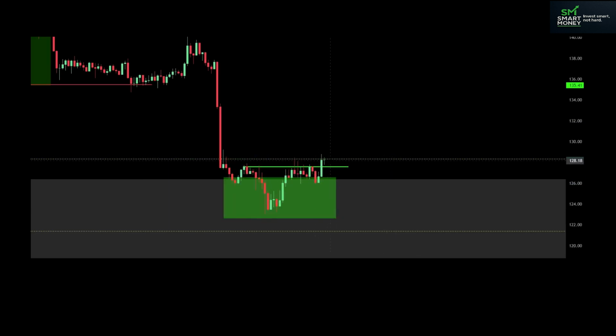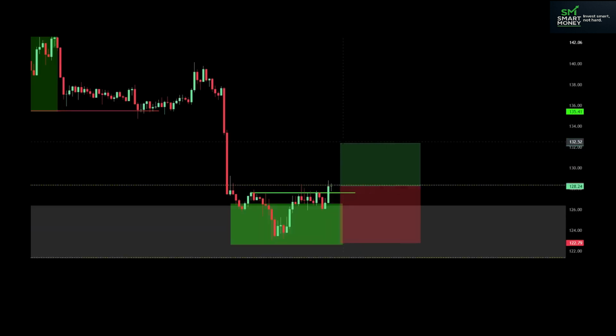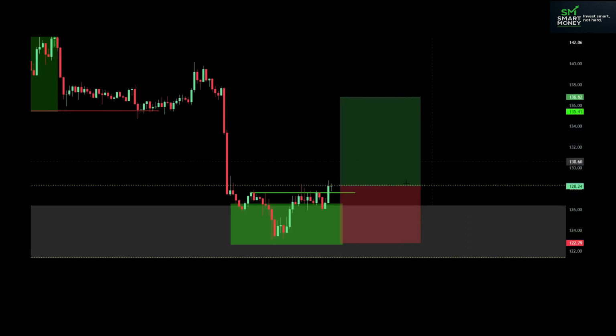So we can look for our long entry on the closure of that candle. Stop loss goes below the swing low. And then we can target the highs of this range. We can either target these opposing levels, or we can also target these fair value gaps.